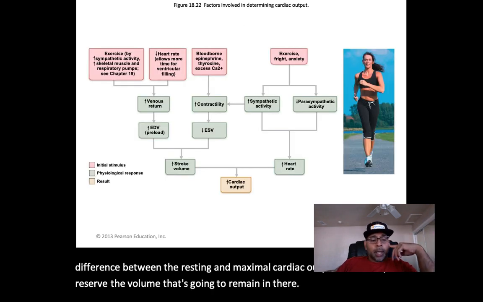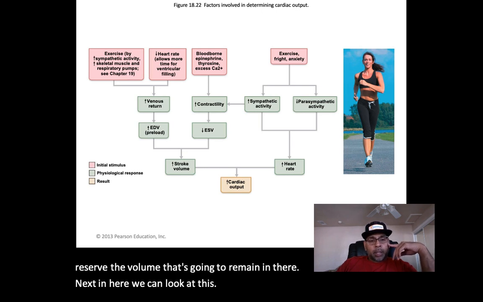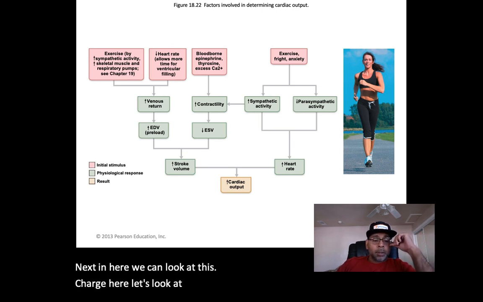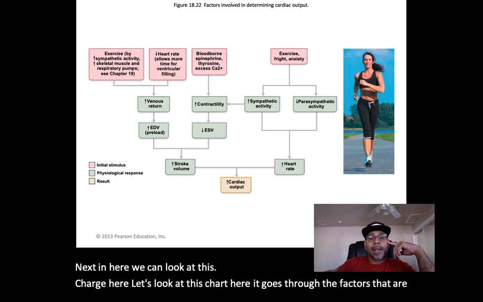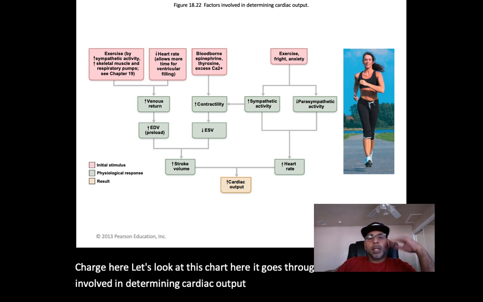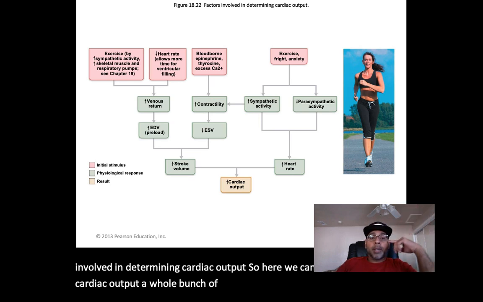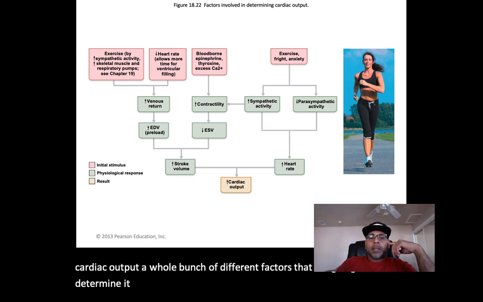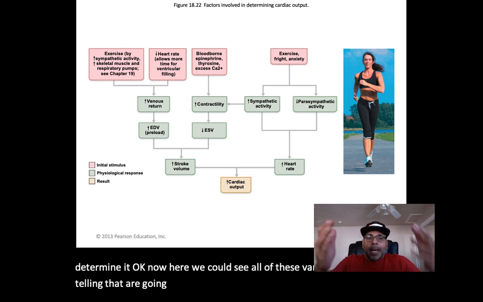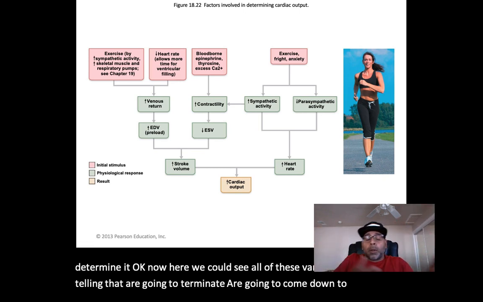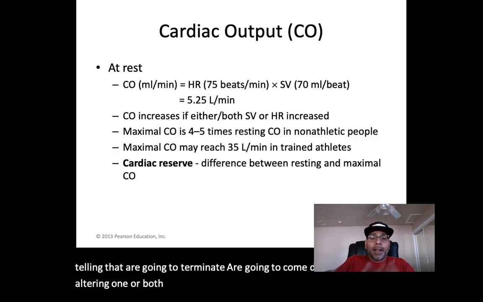Next in here, let's look at this chart here. It goes through the factors that are involved in determining cardiac output. So here we can see when we talk cardiac output, a whole bunch of different factors are going to determine it. Now here we can see all of these various factors are going to come down to either altering one or both of those factors, heart rate and stroke volume.